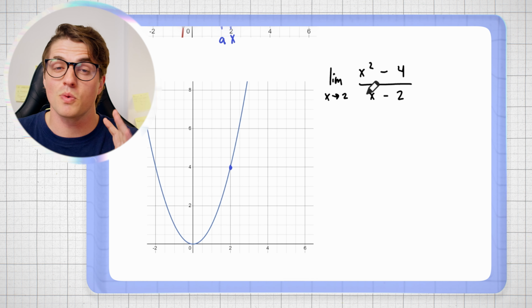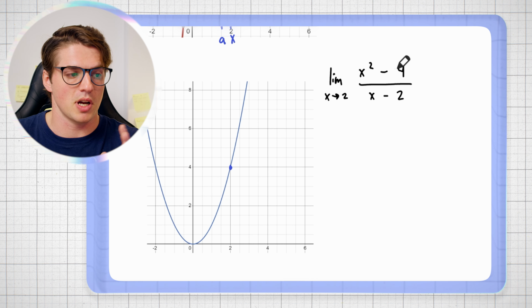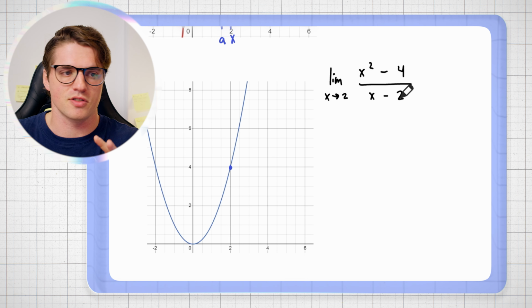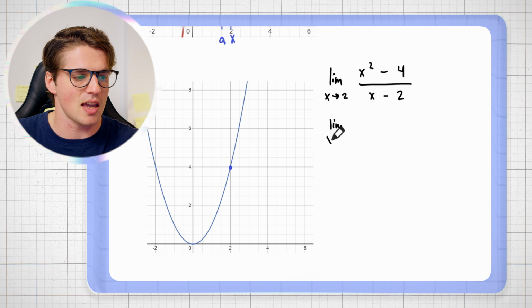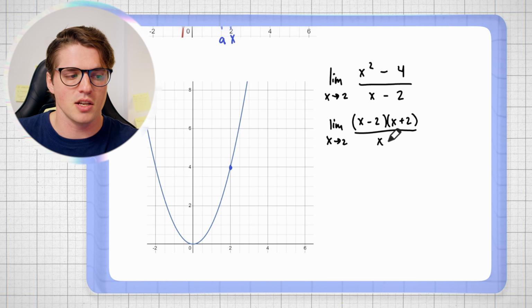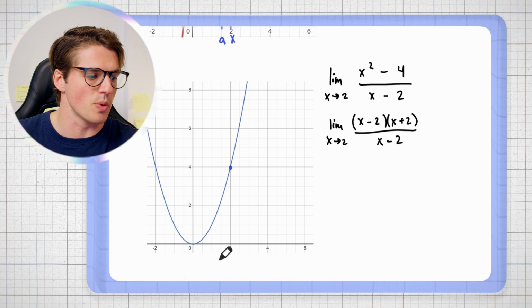So to simplify this, we couldn't just plug in. We would get 4 minus 4 is 0 over 2 minus 2 is 0. 0 over 0, we can't solve for that, but we can factor. So the limit as x goes to 2 of x minus 2, x plus 2, over x minus 2.